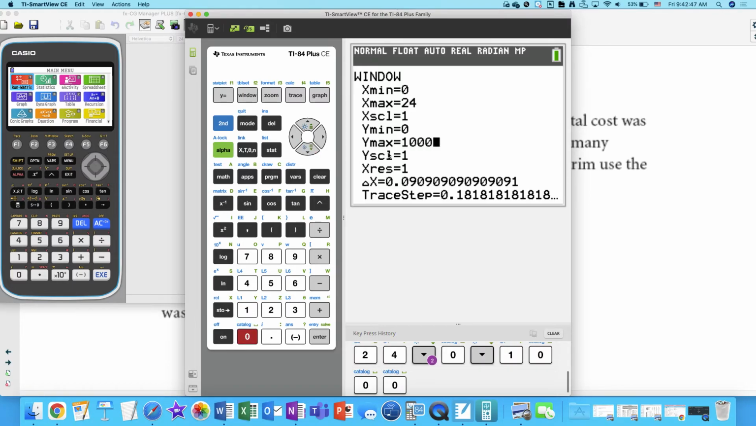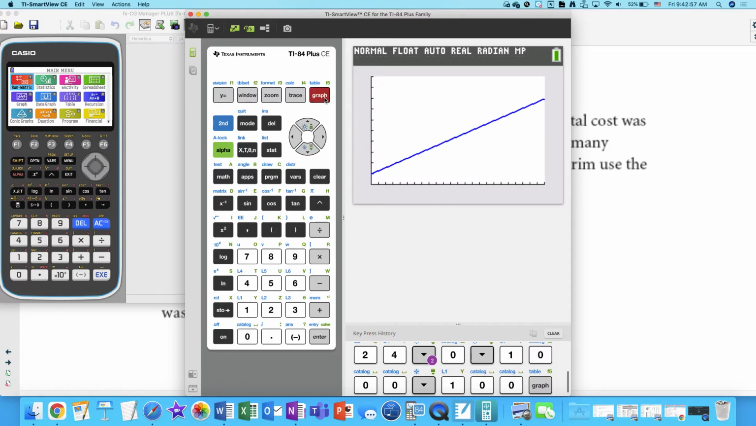And I'm now going to change my scale because I don't want 1,000 ticks along the vertical. I'm going to make my scale maybe 100. And now I can hit graph. Okay, so I'll do that on the Casio as well.